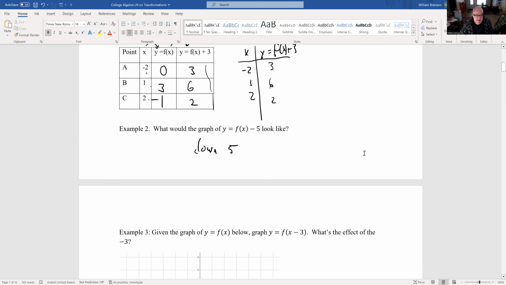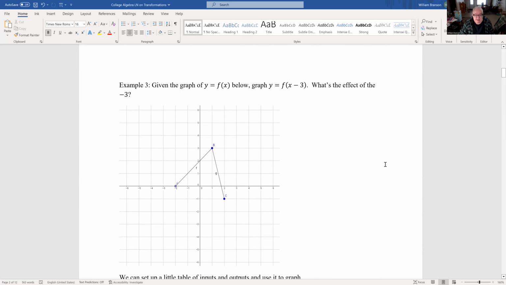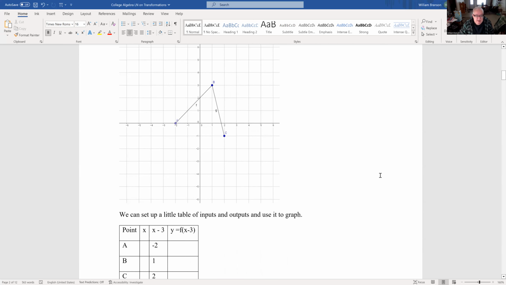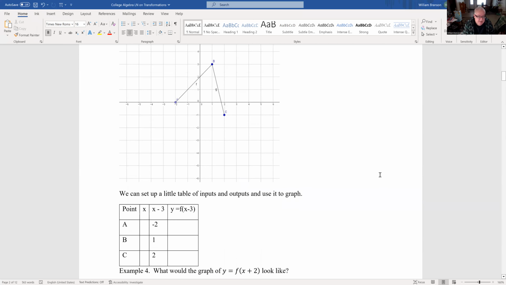Okay. Now f of x minus 3. And here the 3 is inside the parentheses. So here's the parentheses for f of x, and we want to know what's f of x minus 3. We know that A is -2, and if we plug -2 into the function, we get out 0. B has an x coordinate of 1, and if we plug that into the function, we get 3, and the y coordinate for C is -1.